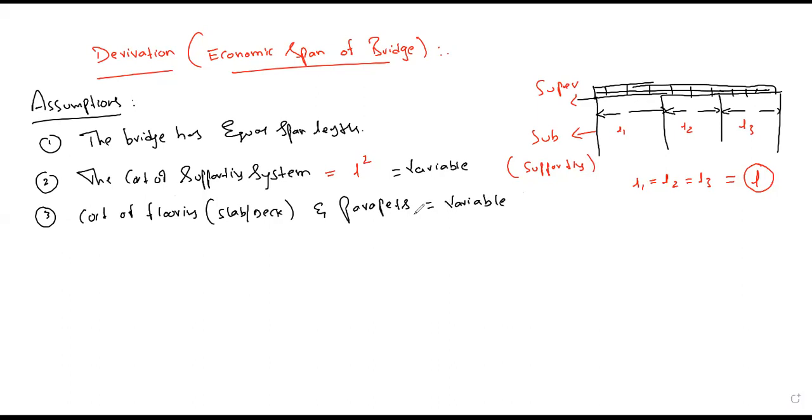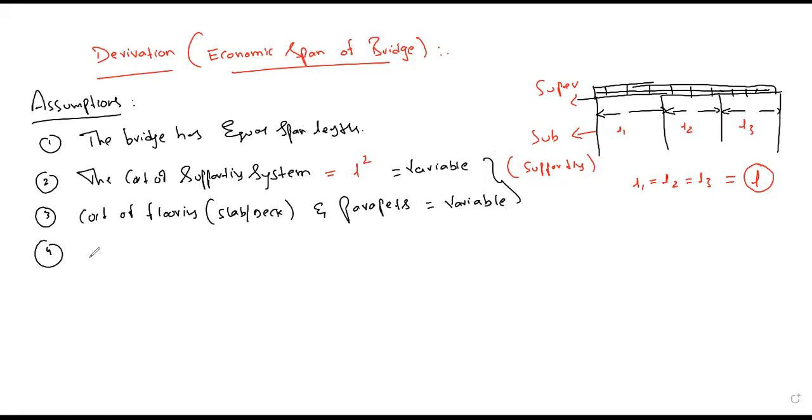Why? Because the cost of flooring, parapets, everything, depends on the span. If the span length increases, the length of the parapet wall, the length of the flooring, nothing but the length of the deck also will increase. Understand? So the cost of the supporting system always depends on the span length because it is a variable. So the cost of flooring or parapet is also variable. These two are the variable parameters. So these are the assumptions.